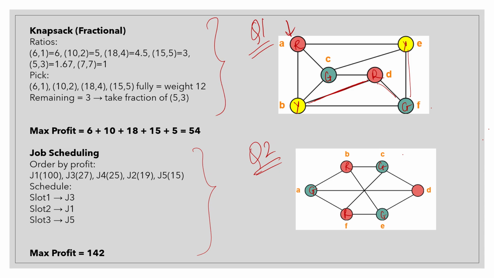Then in the second question, we have now D. This is green, but you can see here also we have green, so this can be red.